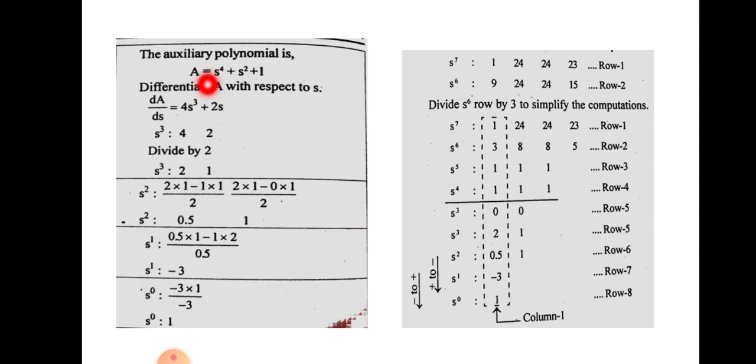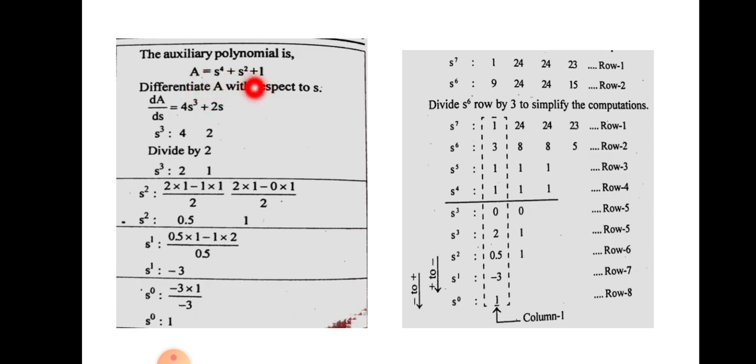So keep in mind that when you are taking the auxiliary polynomial, you will take the even powers of s. So s raised to 4 comes first and then s raised to 2 comes. There is no term corresponding to s raised to 3. So you should remember that the auxiliary polynomial is written by taking the even powers of s. So this will be equal to s raised to 4 plus s square plus 1.